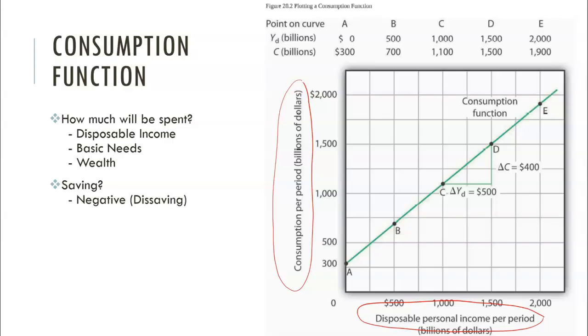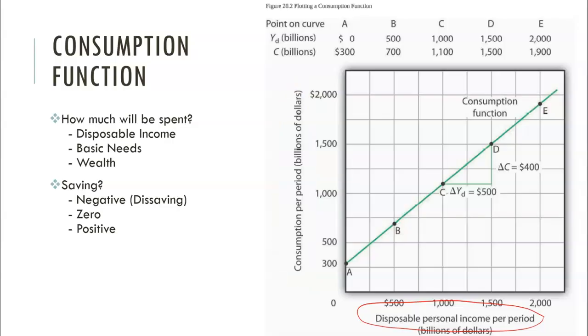We can have a negative saving rate or dis-saving. This is where our consumers are spending more than their total income. Saving could be zero. This is where our consumers are spending all of their income. There's no saving. Or it can be positive. This is when consumers are spending less of their disposable income.